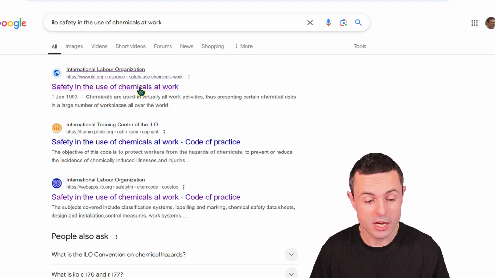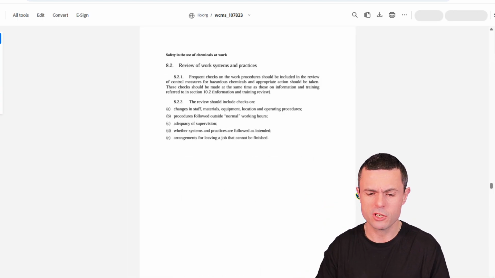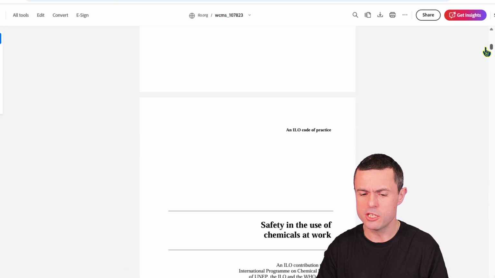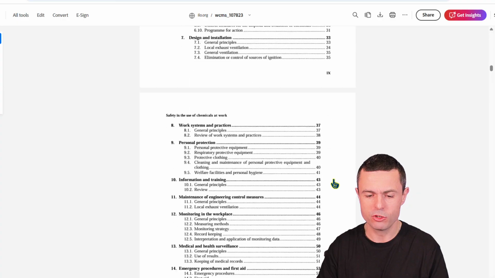If you wanted to use an ILO code of practice, there's a code of practice for that convention. So we have the ILO Code of Practice, Safety in the Use of Chemicals at Work. A lot more specific. There's a lot more in here. 80 pages of stuff. There you are. Massive, massive document there.